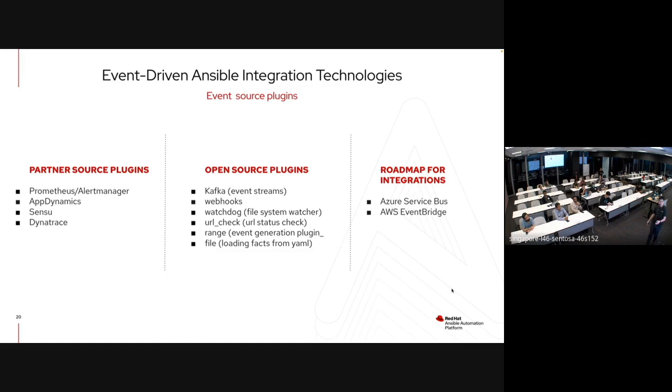On the roadmap for integrations, we are looking at how we can add things from the public cloud as well, because we mentioned that we want something that works not just in the private on-prem environment, but also in the hybrid multi-cloud scenario. In this case, we are looking at Azure Service Bus and AWS EventBridge as source plugins that we can use for Ansible itself.